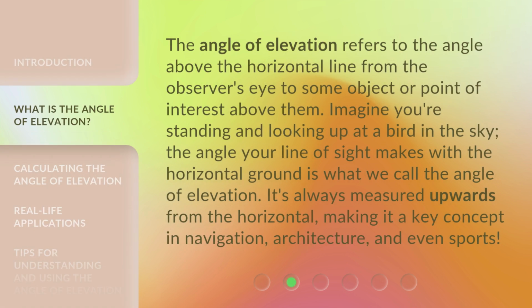The angle of elevation refers to the angle above the horizontal line from the observer's eye to some object or point of interest above them. Imagine you're standing and looking up at a bird in the sky. The angle your line of sight makes with the horizontal ground is what we call the angle of elevation. It's always measured upwards from the horizontal, making it a key concept in navigation, architecture, and even sports.